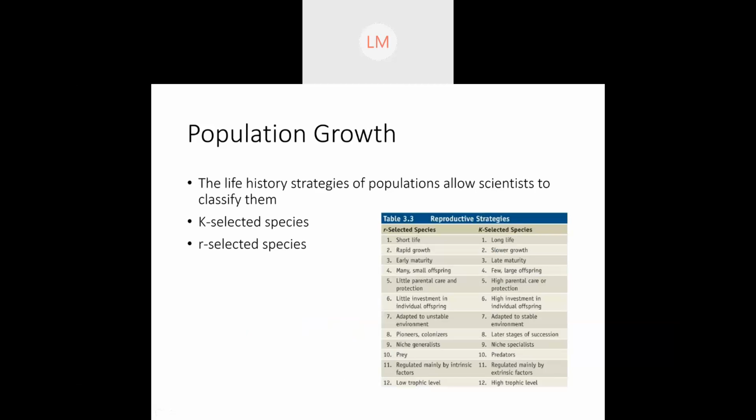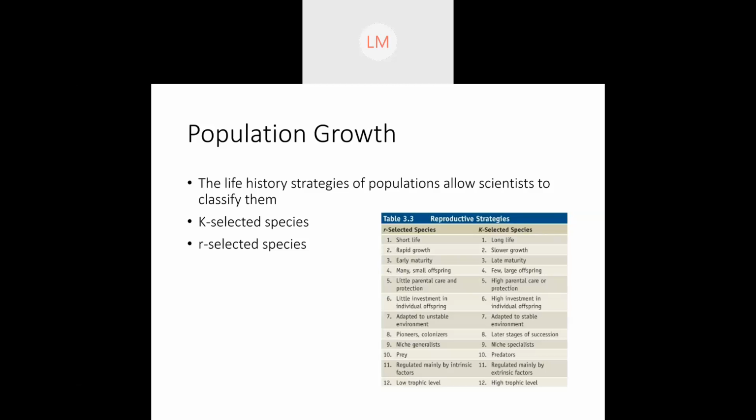And then one other thing that I want to touch on with regards to population growth: scientists often classify different types of species by how they grow, and the way that their population grows often comes hand in hand with some other reproductive strategies of that population. There are two types of species that scientists use to classify. There's something called a K-selected species, and something called an R-selected species.